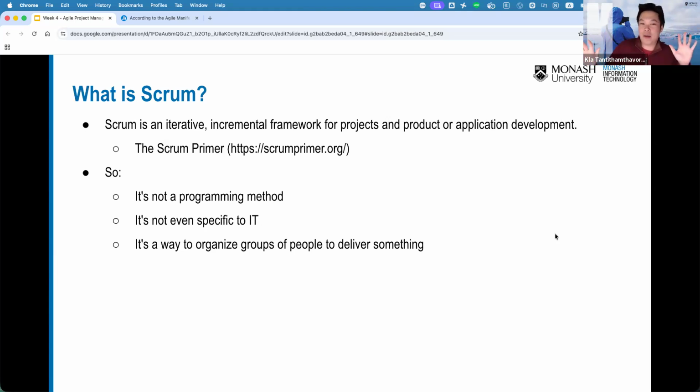It is just a way to organize groups of people to deliver something. That's the key goal of Scrum. Just a way to organize groups of people to deliver something. But if the groups of people are not capable or are inefficient, then you cannot deliver anything.